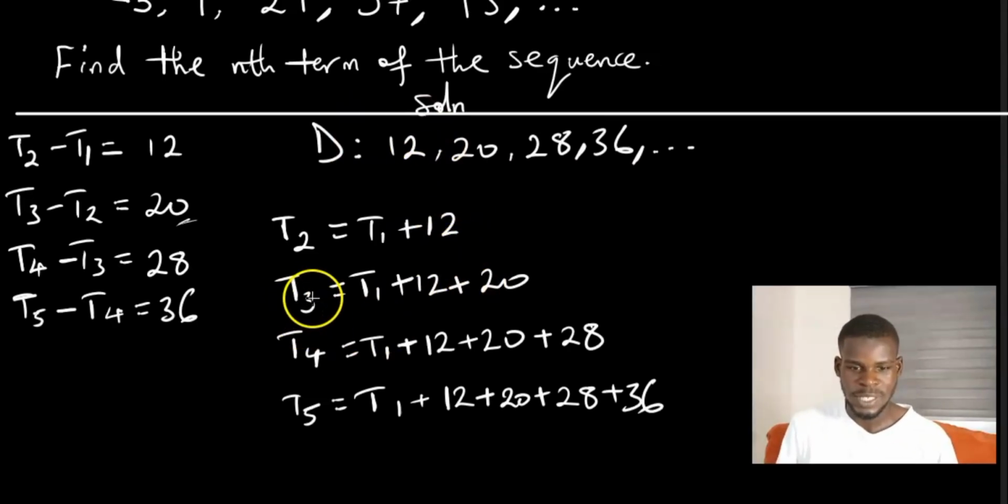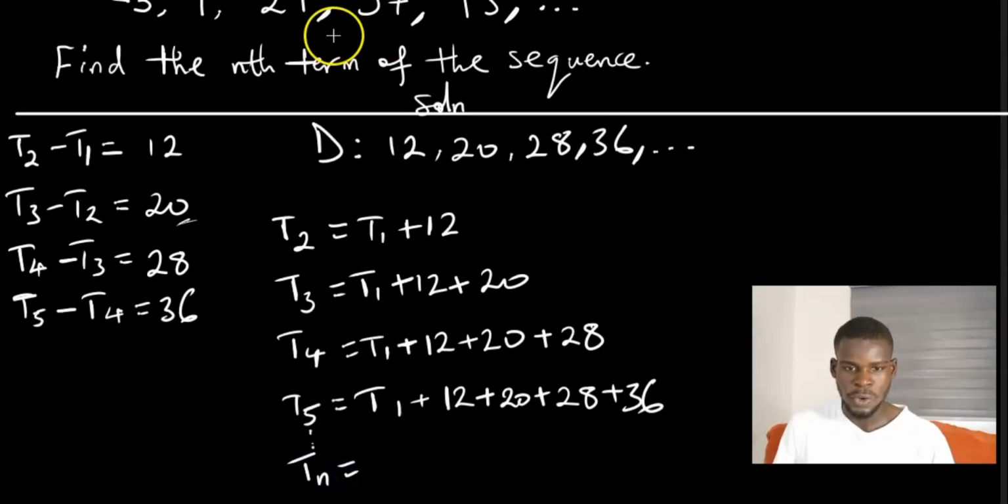Then for the third term of the original sequence, we had to add the first two terms of our AP to T1, the first term. Then for the fourth term, we had to add the first 3. For the fifth term, we had to add the first 4. So using that, we can easily generalize by saying, for any term of our original sequence, we're going to have to add the first n minus 1 terms, because for the fifth term here, we had to add the first 4 terms of this new sequence, which is actually an AP. So we're going to take the first n minus 1 terms, and add it to T1.